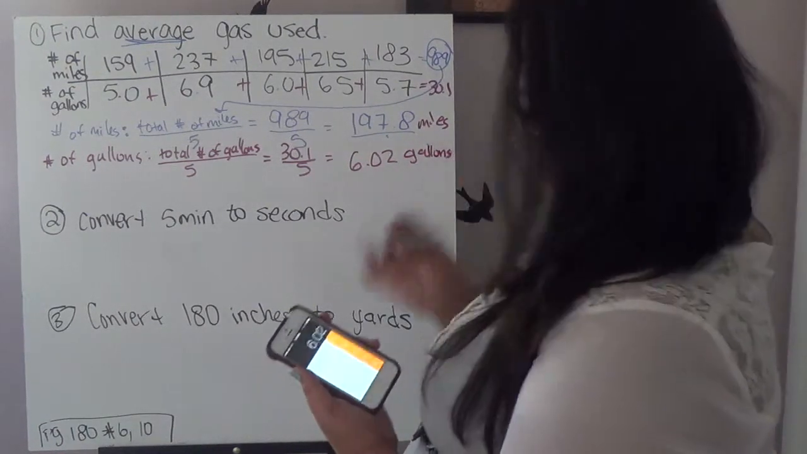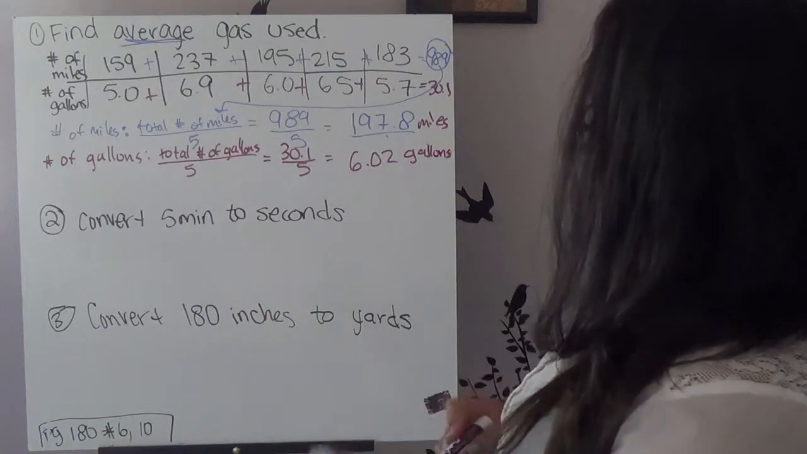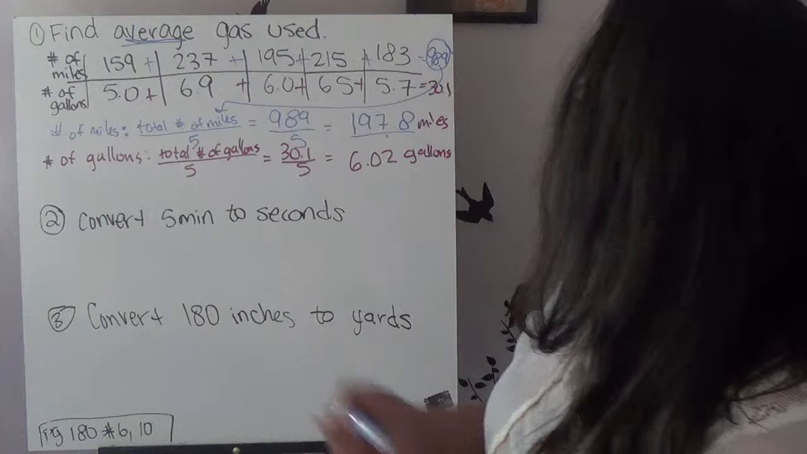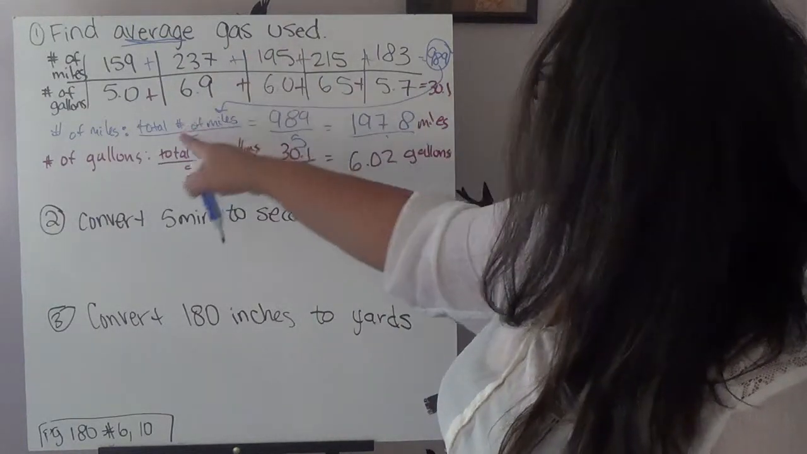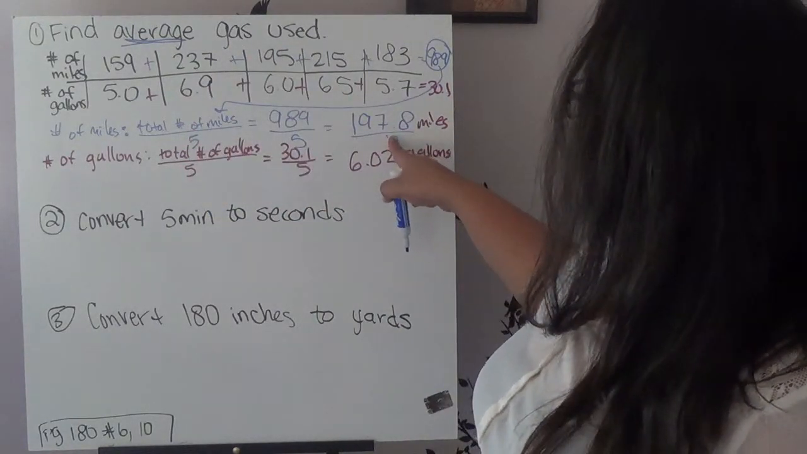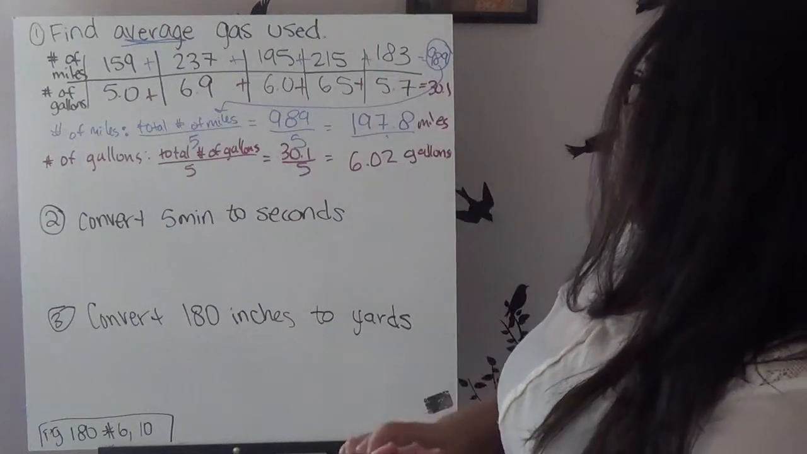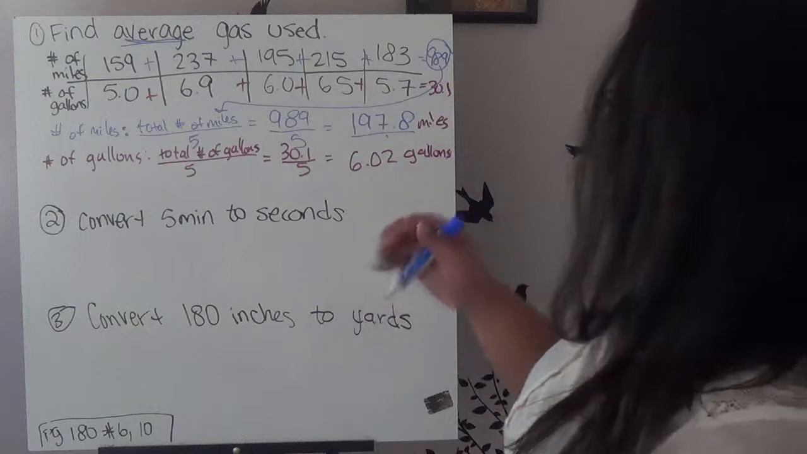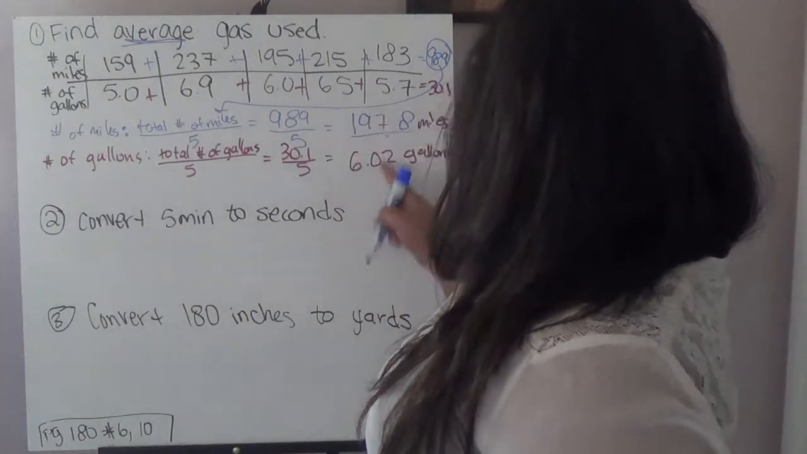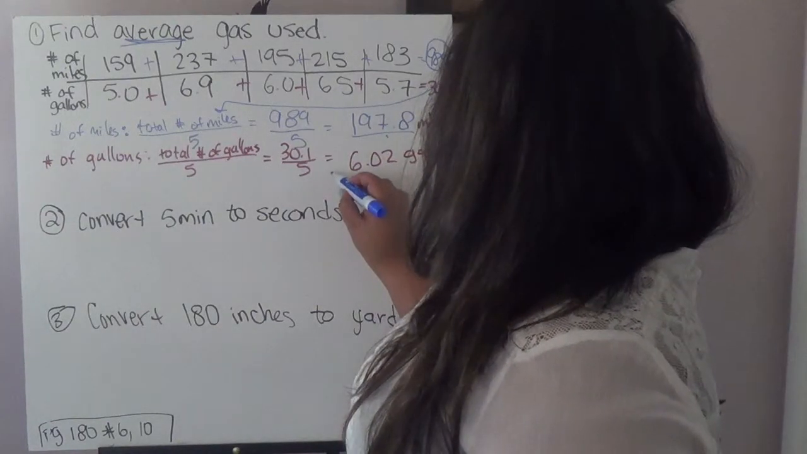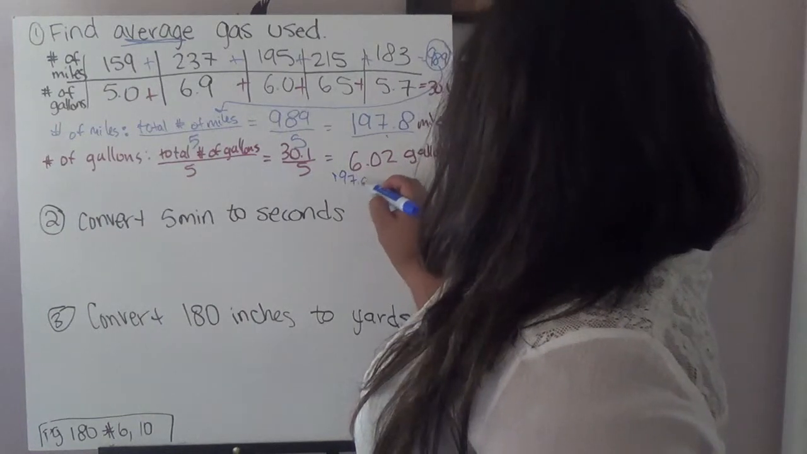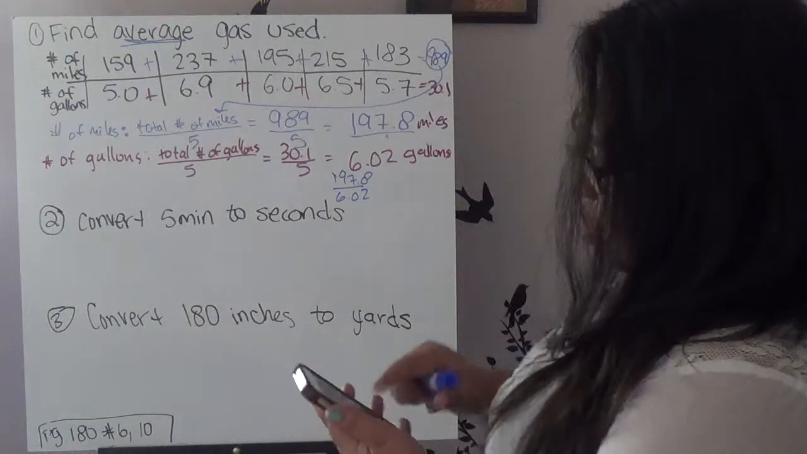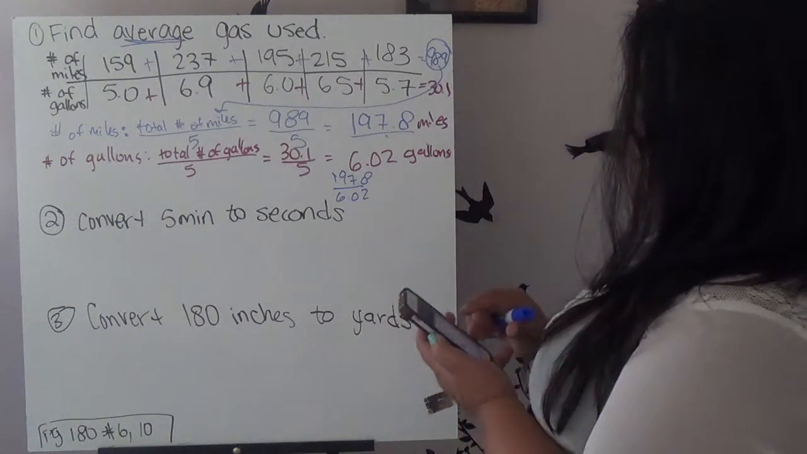Now, to find the average, it's just asking us to find the average gas used. My apologies. So I didn't have to find the top. Oh, yeah, so the average of gas used, no, I did have to find the top. My apologies. We're going to take the two numbers and find the rate: 197.8 over 6.02, the number of miles it took and how many gallons.